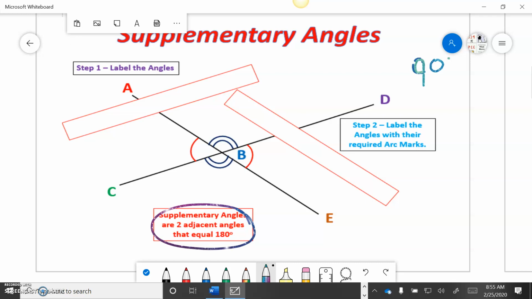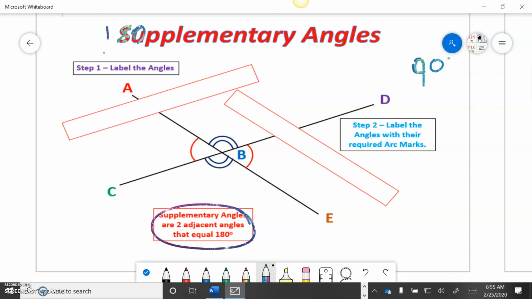Supplementary, you can see two C's make an S. So 90 and 90 is 180. Or you can put a line through your S to make an 8 for 180. So if we're going to look at this, we can label our angles.